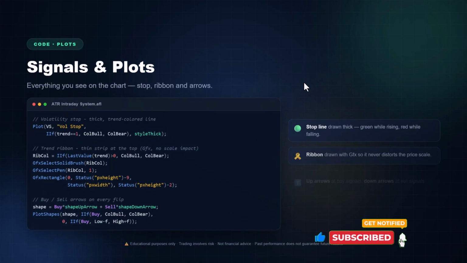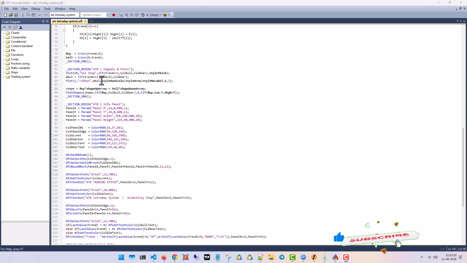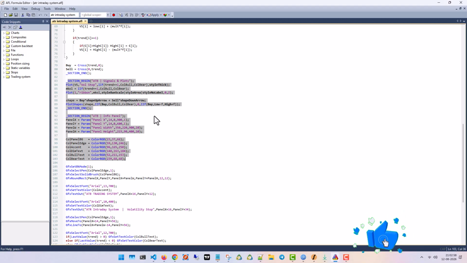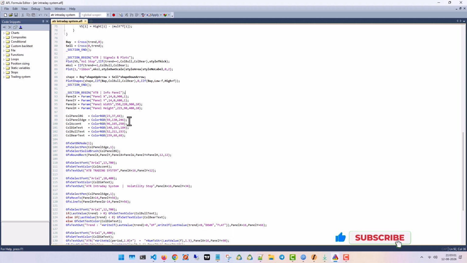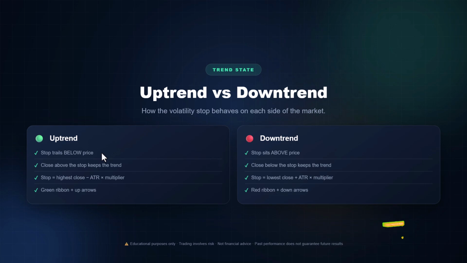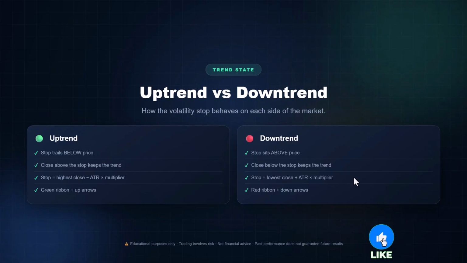The signal lines are straightforward. Buy triggers on the cross of the trend from negative to positive, and sell triggers on the opposite cross. The volatility stop is drawn as a thick line colored to match the trend, and arrows mark every signal directly on the chart. In an uptrend, the stop rides below price, calculated from the highest close minus the ATR multiplied by your factor. In a downtrend, the stop flips above price using the lowest close plus that same value.